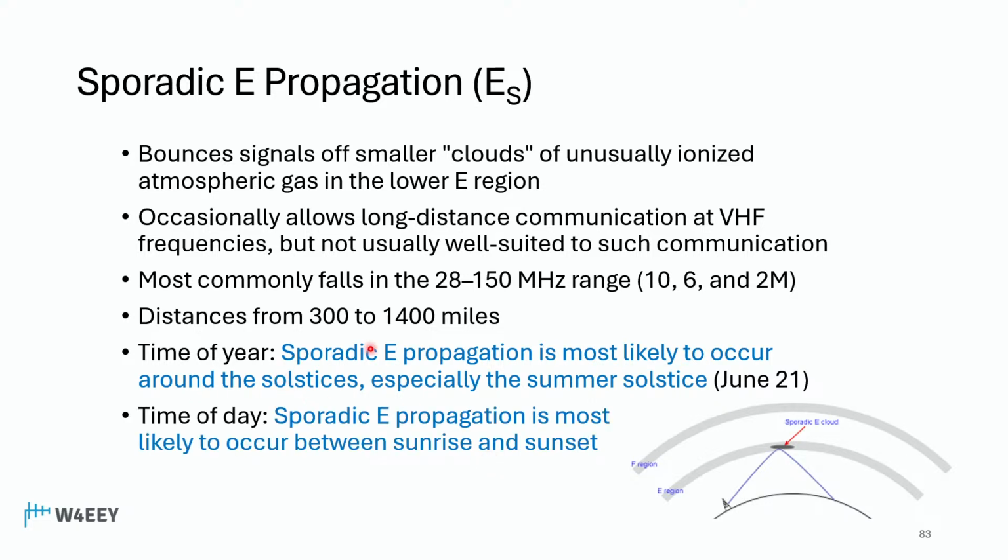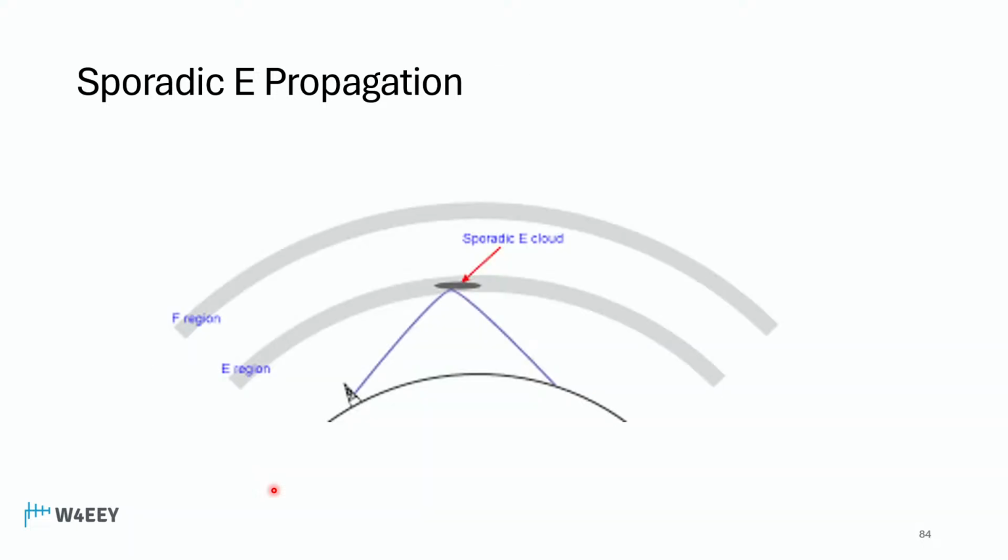So what time of the year can it happen? We talked about it. Time of the day. Sporadic E propagation is most likely to occur between sunrise and sunset. So when the sun is switched on, if you want to put it that way. Here's our picture again.